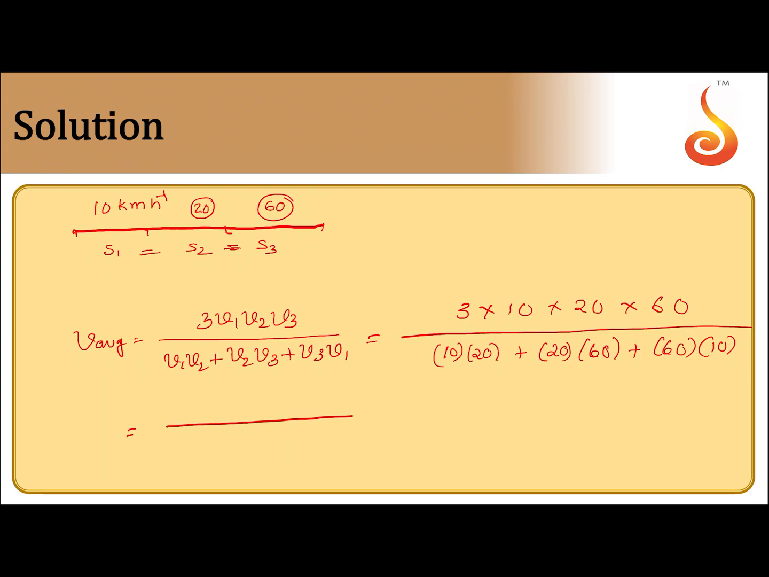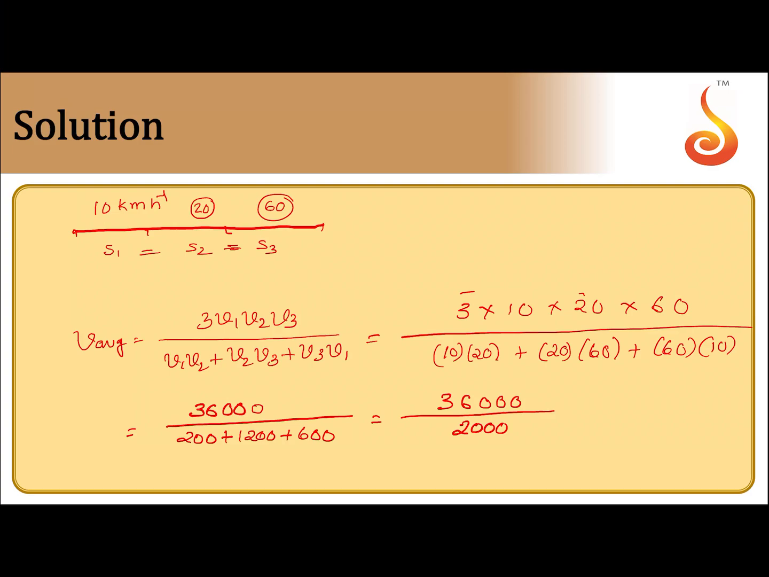Let us simplify it further. So, this is going to be 3600, this is 20 into 3, 60, 60 into 60 is 3600, and I have another 10, and this is 200 plus 1200 plus 600, that is 36000, and then we have 1200 plus 600 is 1800 plus 200, that is 2000.